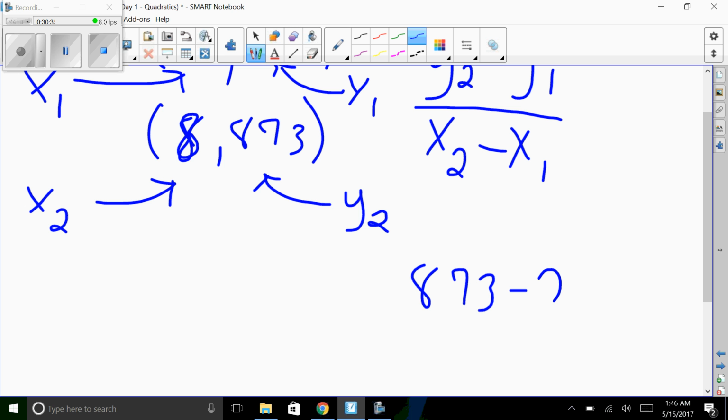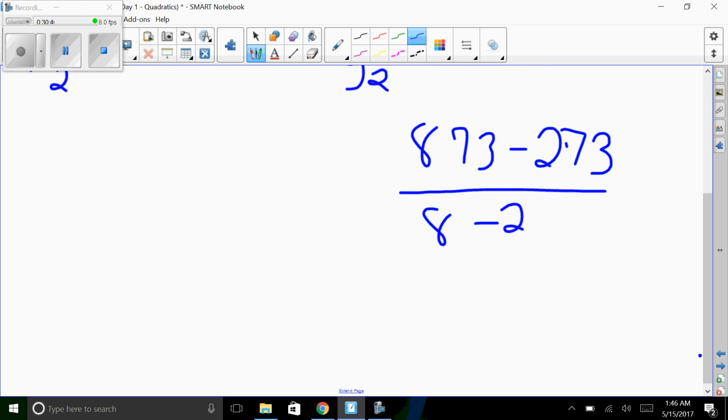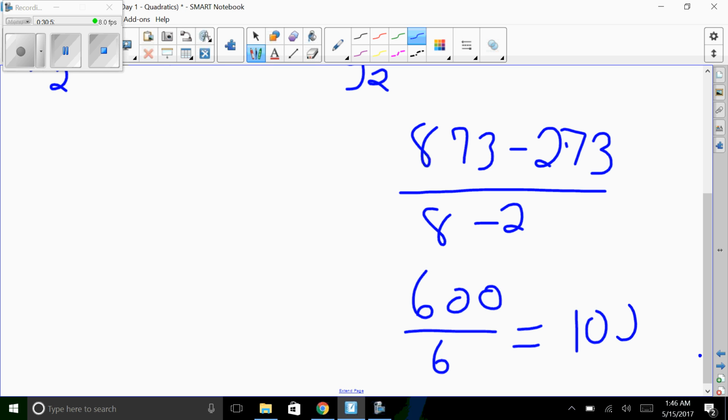873 minus 273 over 8 minus 2 is 600 over 6, which equals 100. So the average rate of change between 2 and 8 is 100.